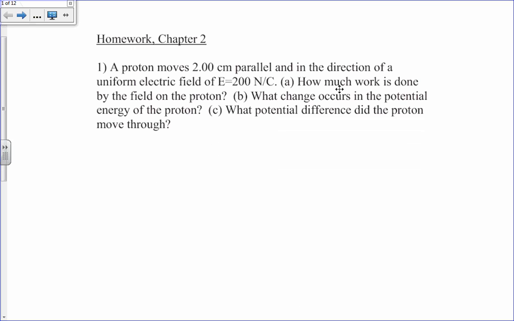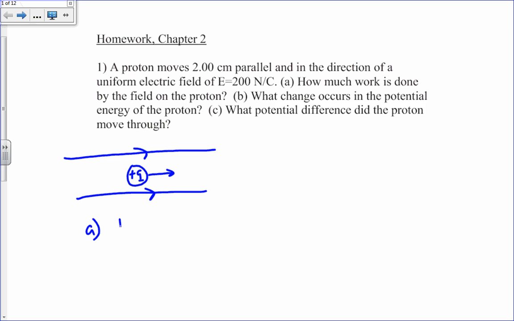All right, this is chapter 2 for physics 202. A proton that moves 2 centimeters parallel and in the direction of a uniform electric field of 200 newtons per coulomb. So if this is my electric field, I have this positive charge, this proton. It's going to move in this direction because the force due to the electric field follows the electric field lines for a positive charge. I wonder how much work is done by the field on the proton for part A.